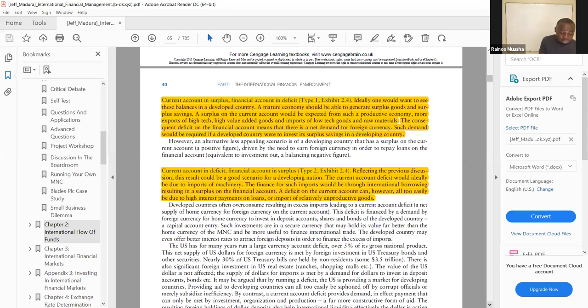Because of this, you are seeing what would result in a situation where your financial account is in deficit because you're importing more of the raw materials. And then your current account is in surplus mainly because those raw materials are now finished goods, and you're exporting them to other countries. So you usually find this from a developed country's perspective as well. Are we on the same page when it comes to the first scenario where the current account is in surplus and the financial account is in deficit? Any questions?